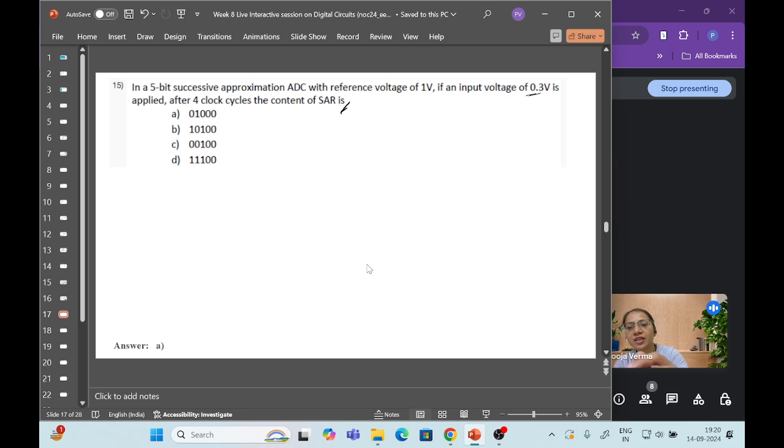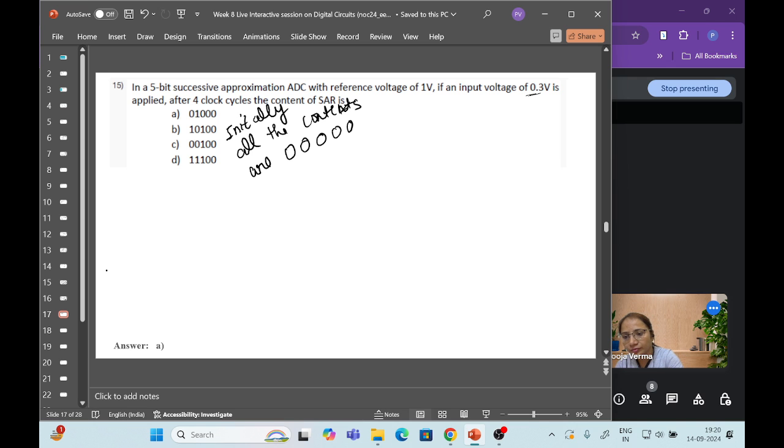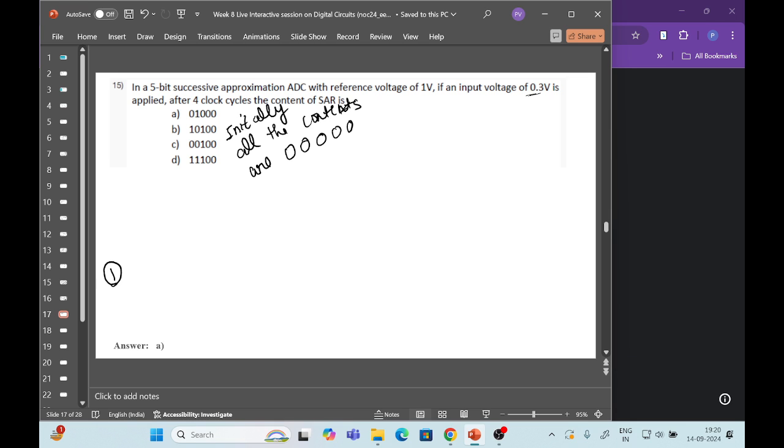Okay, so initially assume that all the contents in the SAR are 0 0 0 0 0. It is a 5-bit SAR, successive approximation register. In the same manner, check for clock pulse 1. I am just numbering it. Just take it as clock pulse 1. Here they have asked for 4 clock pulses. What will be the content after 4 clock pulses?